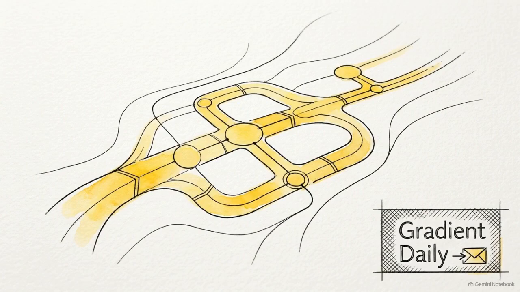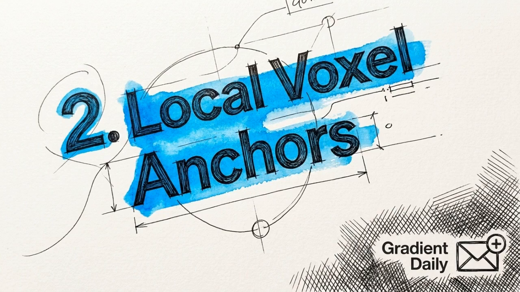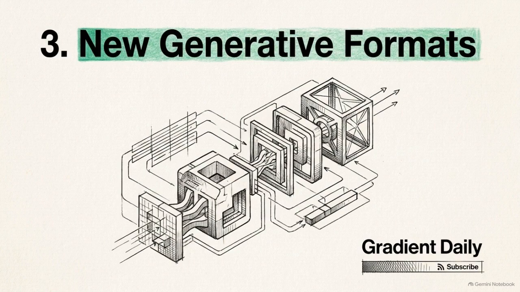Here are the 3 key takeaways for researchers. 1. Distance fields and marching cubes are active bottlenecks preventing high-fidelity 3D generation. 2. Faithful contouring solves this by using local voxel anchors, scaling efficiently past 2048 cubed resolutions. 3. Paired with dual-mode VAE compression, faithful contour tokens provide the precise structural format required for the next generation of 3D generative AI.